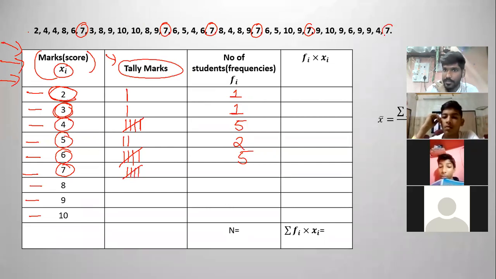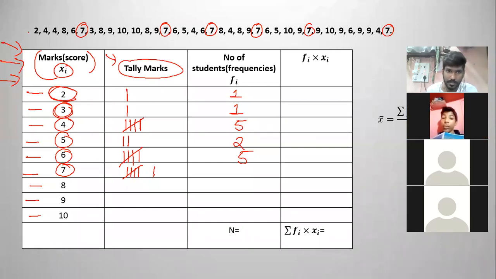Now there is one more 7 here. So you start again. This is the same thing, you start again. Here you put one line. That's it. Now how many lines in total? 6. Correct?